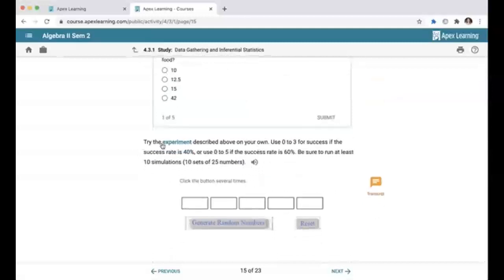Something I want to point out is that you will most likely need to generate some random numbers here. So you can just hit that random number generator.